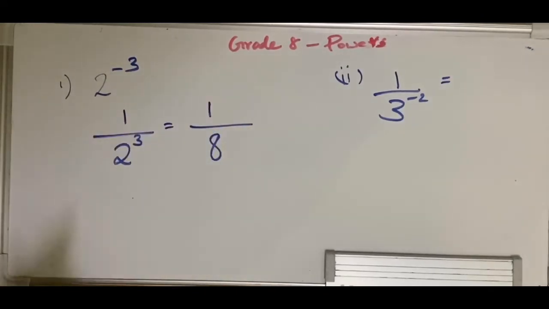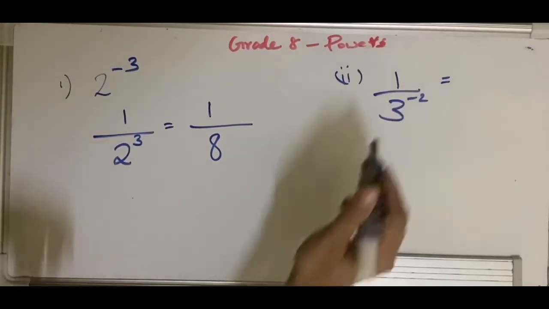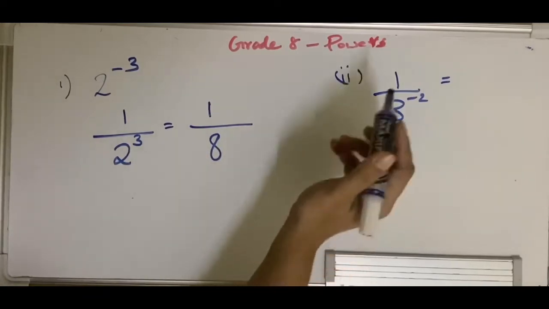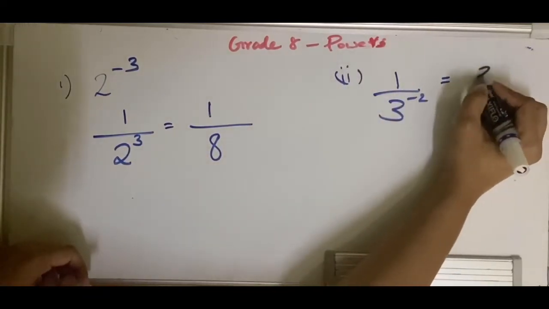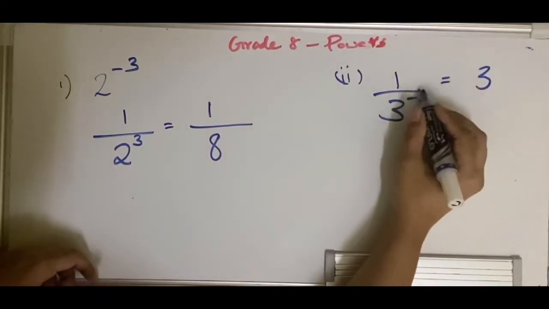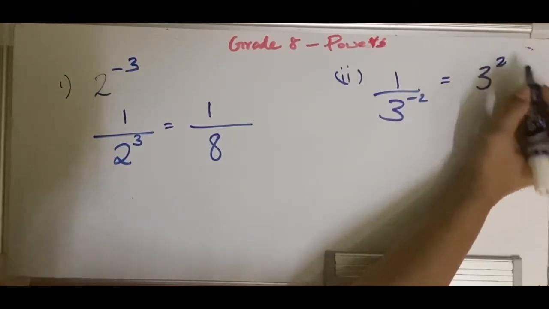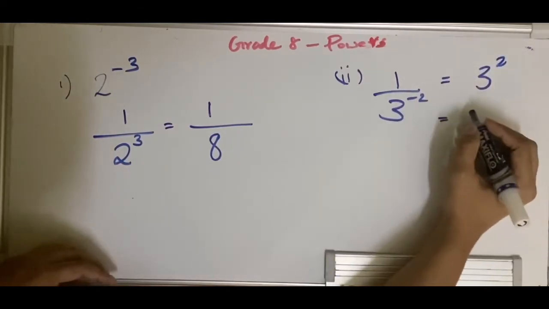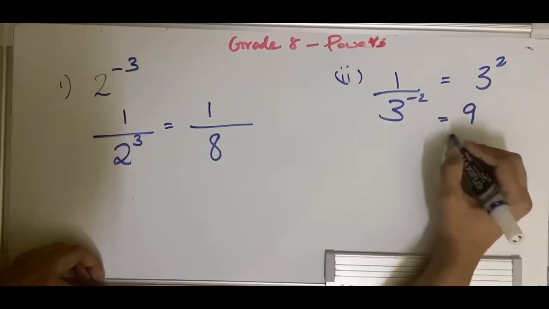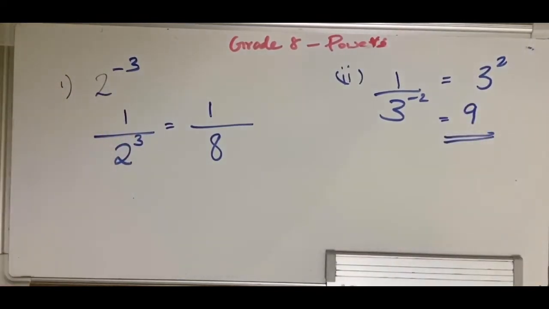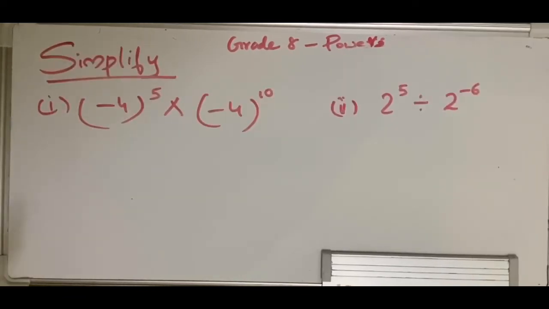If you look into the second question, it is 1 by 3 raised to minus 2, right? So again there is a negative exponent, so let's take the reciprocal first. The reciprocal would be 3 and the power will become positive, which is square. So 3 square would be 3 times 3 and your final answer will be 9. So basically if you have negative exponents given, just take the reciprocal of the number and make the power positive. Clear?